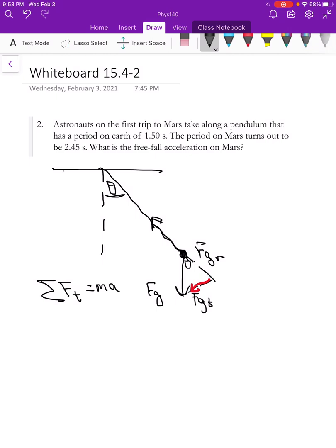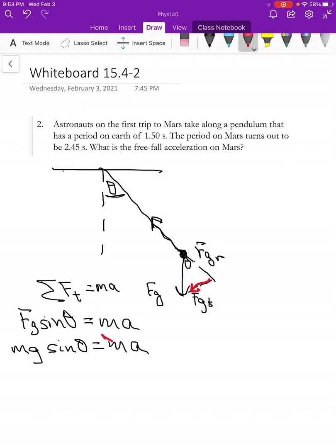Now, looking at my picture, I can see that the tangential direction is opposite my angle, and so opposite over hypotenuse is my sine. So to get the tangential component, I'm going to write here Fg sine theta. The sine is opposite, and that's why I'm picking Fg, the tangent component is opposite my angle, is equal to ma. Now I know Fg is mg, so mg sine theta is equal to ma. So I can cancel out my m's.